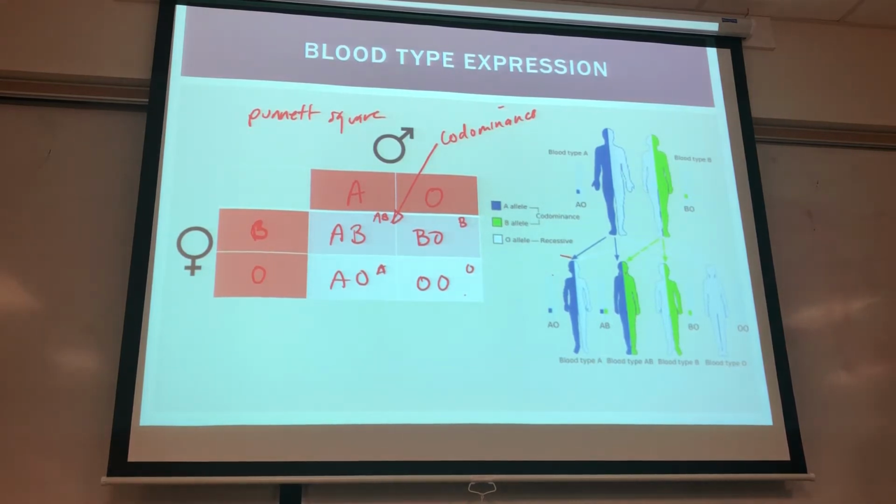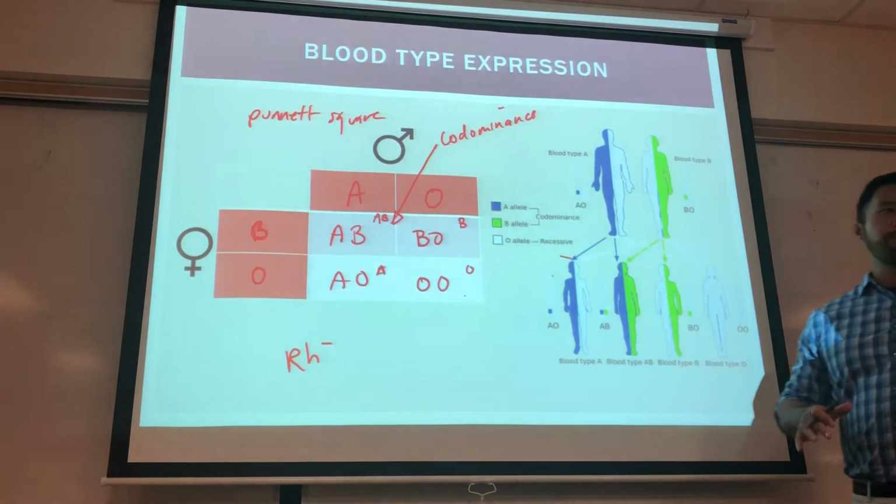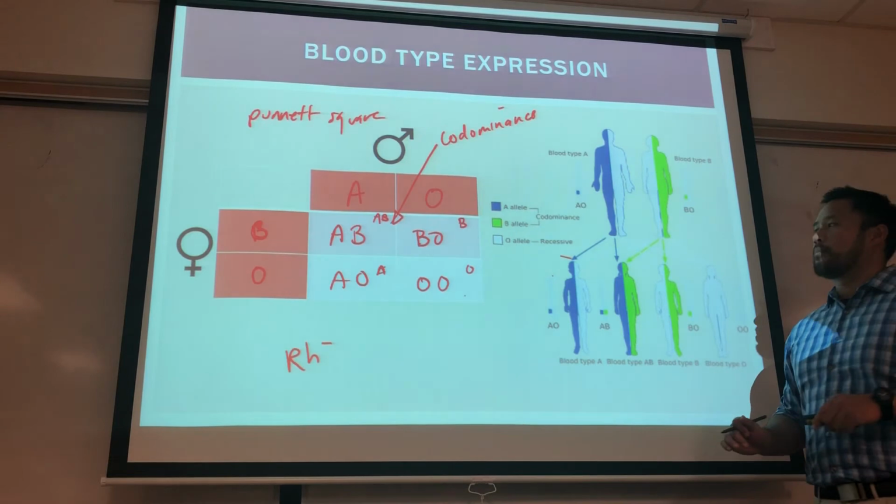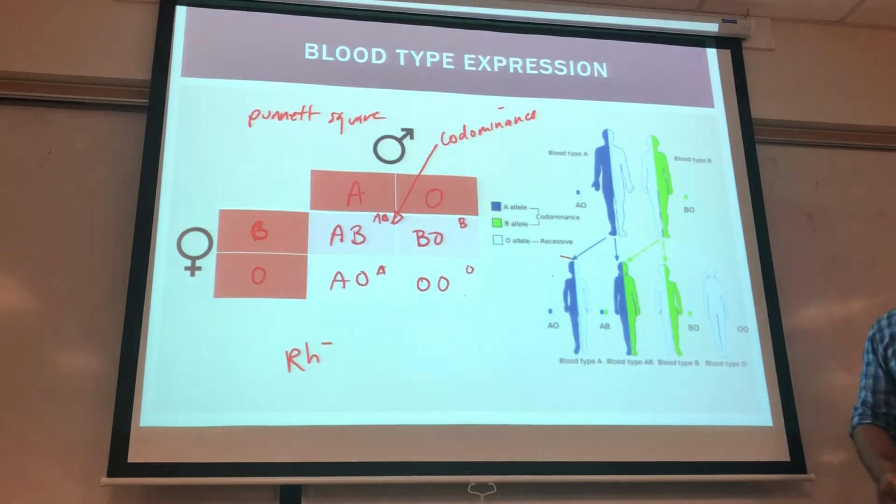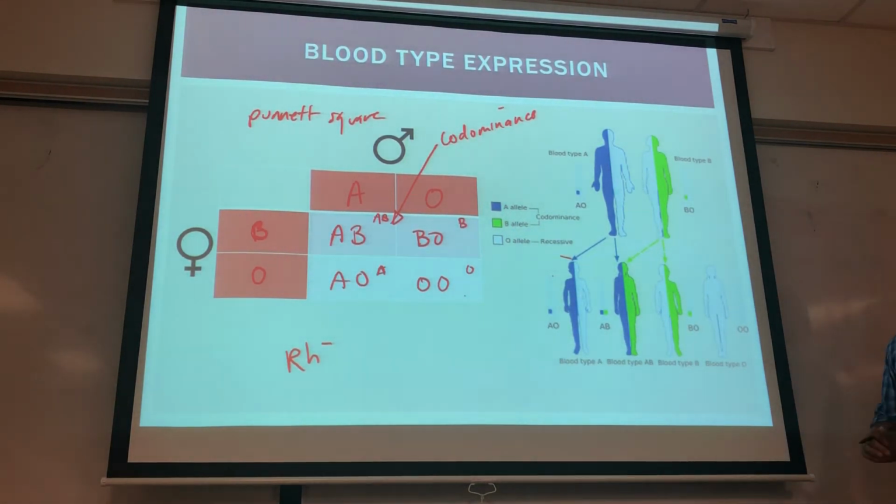So with that, AB being codominant, this doesn't account for the Rh antigen. If we were to do a Punnett square with our Rh antigen, that would have to give us a 4x4 square, and that makes things a little bit more complicated, where we get about 16 combinations. But for simplicity's sake, we can just look at this and then we can account for the Rh antigen later.